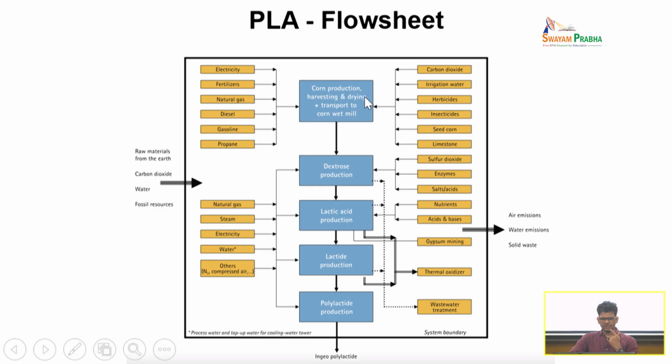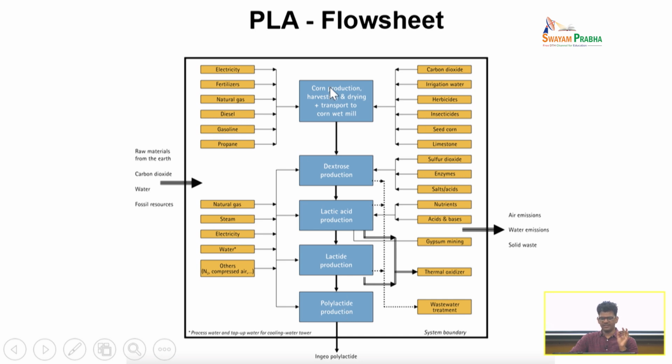that produces PLA. So here again we start with the flow sheet. In the case of PLA, it is based on corn. So you produce corn, you harvest corn, dry it and transport it to the corn wet mill. In there you use corn and make what is called dextrose. Dextrose is also a sugar, and from dextrose you convert it into lactic acid, and from lactic acid you produce lactide, and from there you produce polylactic acid as a resin.